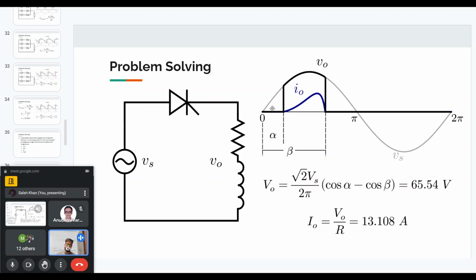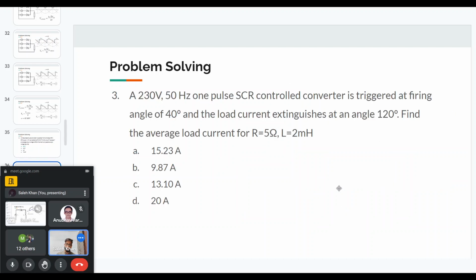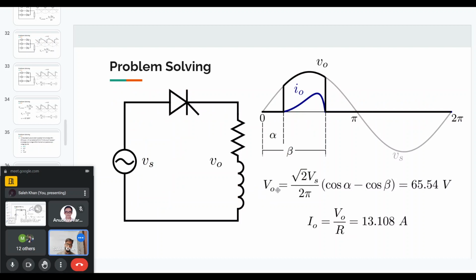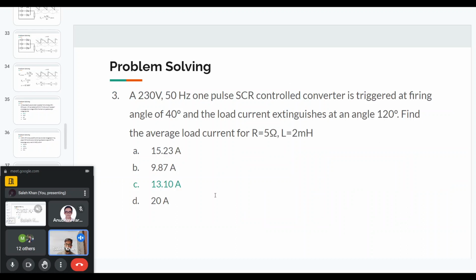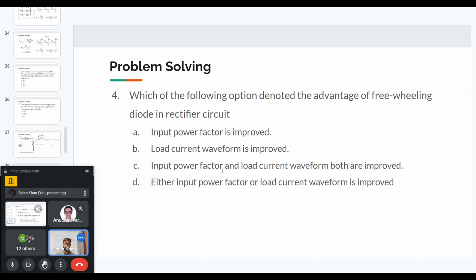If you integrate this voltage, you can find the average output voltage. It will be given by this expression. And if you substitute alpha as 40 degrees and beta as 120 degrees, you will get an average output voltage of 65.5 volts. Then using this average output voltage and the resistance which is given in the question, you will find that the average current is 13.1 amperes. So the answer to this question is 13.1 amperes. So that was the third question.